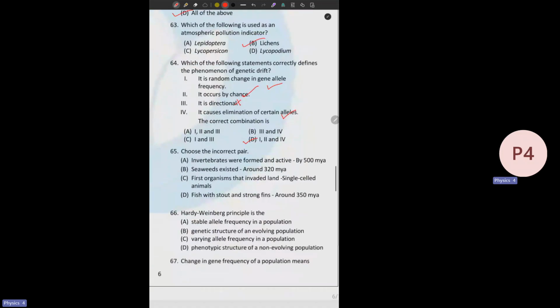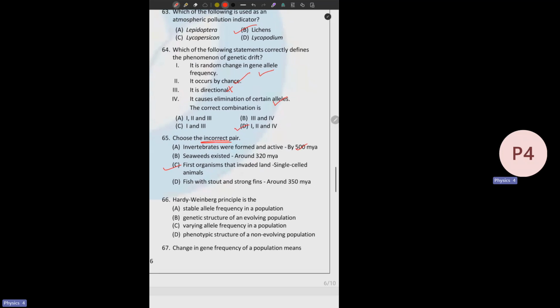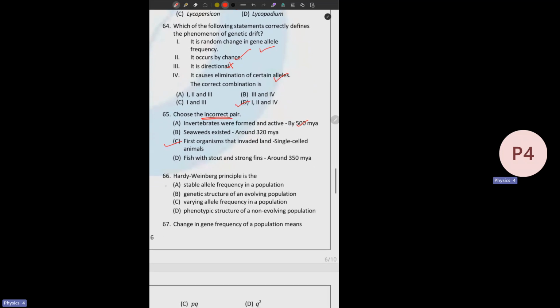Invertebrates were formed and active by 500 million years ago. Correct. We have to find the incorrect one. So here, the first organism that invaded land was single-celled animals. No, it was plants. So C is the incorrect one. Hardy-Weinberg principle is the stable allele frequency in a population, because Hardy-Weinberg principle tells about the population in which there has not been any natural selection, any genetic drift, any gene migration, any gene flow, any recombination also. So it is stable allele frequency.